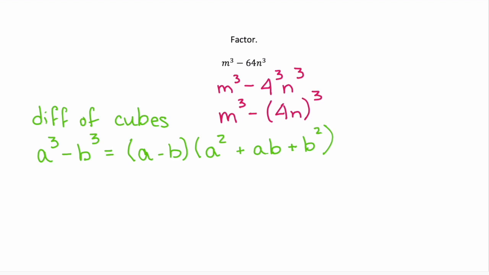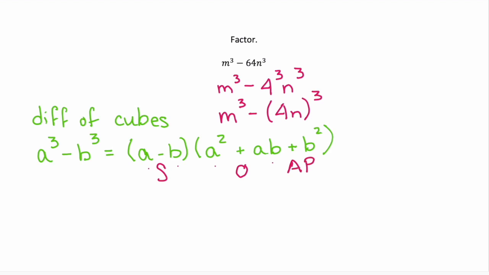Now, the neat thing about the difference of cubes and the sum of cubes, each of these terms in our factored form stays the same. So it's always an a, then a b, an a squared, an a times b, and a b squared. The only thing that changes are the signs in between those terms, and they follow the rule of SOAP.